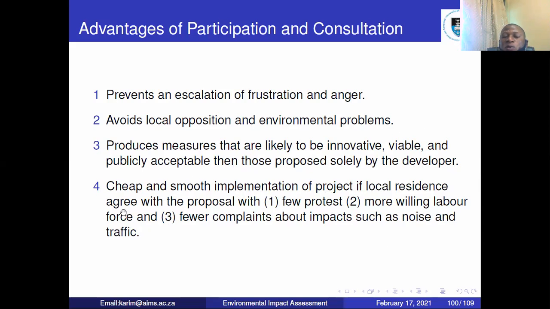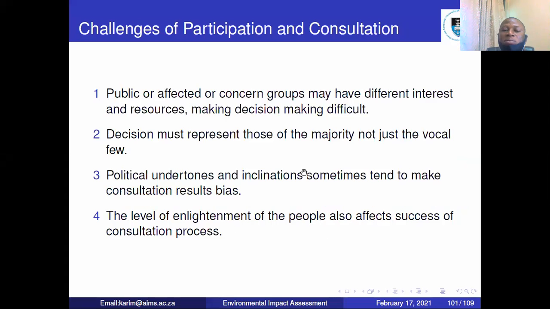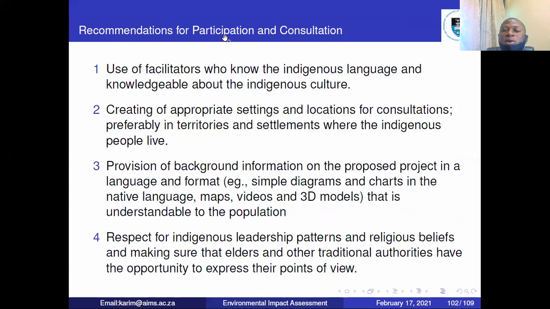And more willing labor force. There are certain projects where you can impress the people there, and it will be easy to get them because they agree with you. And few people will complain even if there are impacts such as noise. But if you don't consult them and they just wake up the following day and see that you are there doing that, that will be an issue. So these are some advantages that you get. And here we have challenges. And then these are the recommendations that one needs to use.